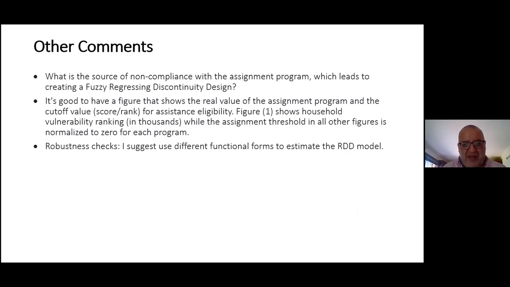I also have other comments. Please explain what the sources of non-compliance are that led you to use the fuzzy regression. There are also some issues related to the documentation in the figures. And the last thing, as a robustness check, I suggest you use different functional forms just to ensure that the results are robust.